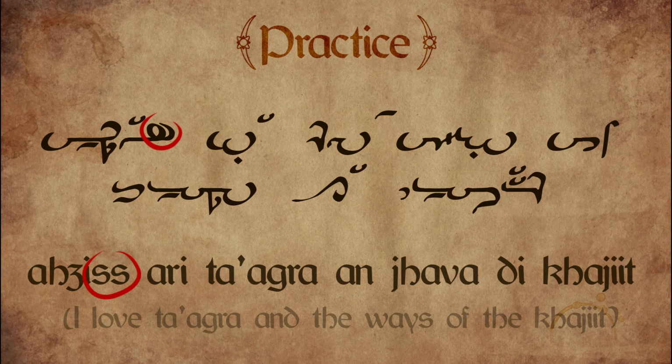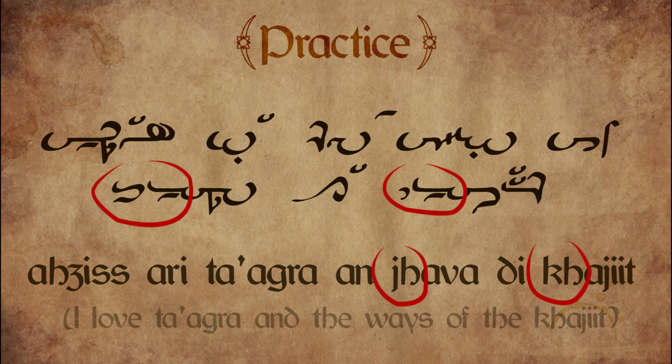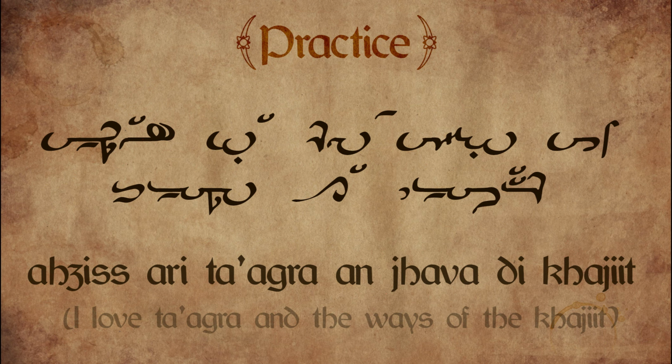Aziz should end with an elongated S. Ari and Ta'agra should have a short trilled Ro. We should hear a slight break between the Ahus of Ta'agra. The Joja in Khajiit should sound like a J. And the J and K of Java and Khajiit should be soft. Aziz, Ari, Ta'agra and Java di Khajiit.